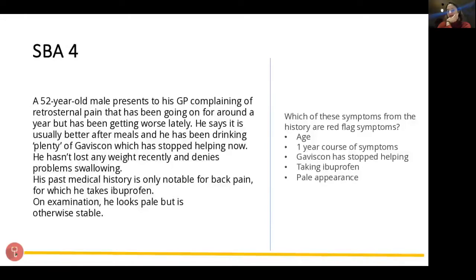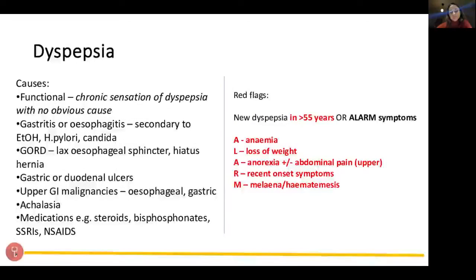I think you all answered that pretty quickly, so we'll move on. The majority of you have got absolutely the correct answer, so it's the pale appearance. That's a red flag symptom, and the reason for that is that pale appearance is a symptom of anemia, and anemia is one of the alarm symptoms, which, when you have new dyspepsia in over 55 years old, or when you have any of these alarm symptoms, you need to refer patients with dyspepsia for endoscopy.